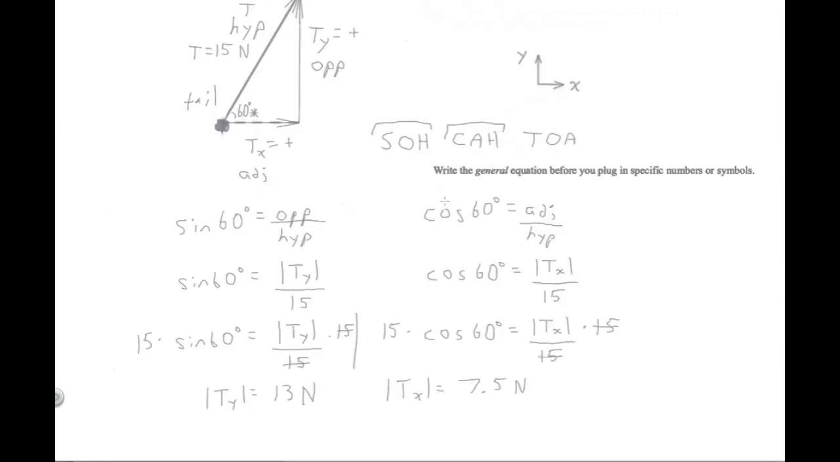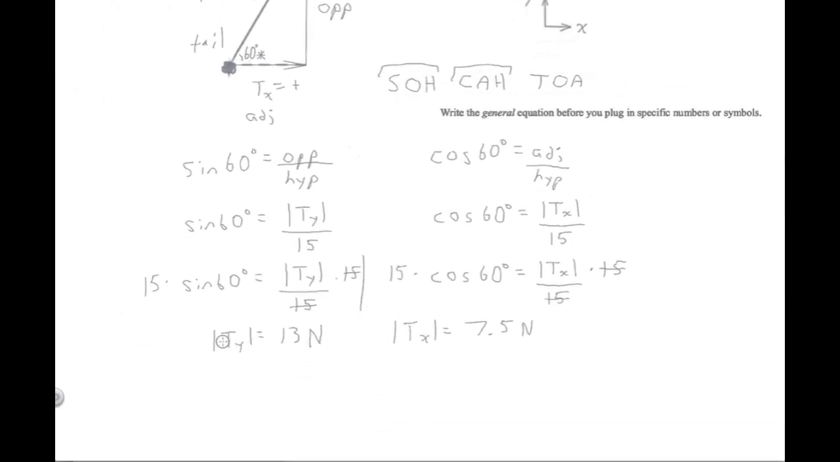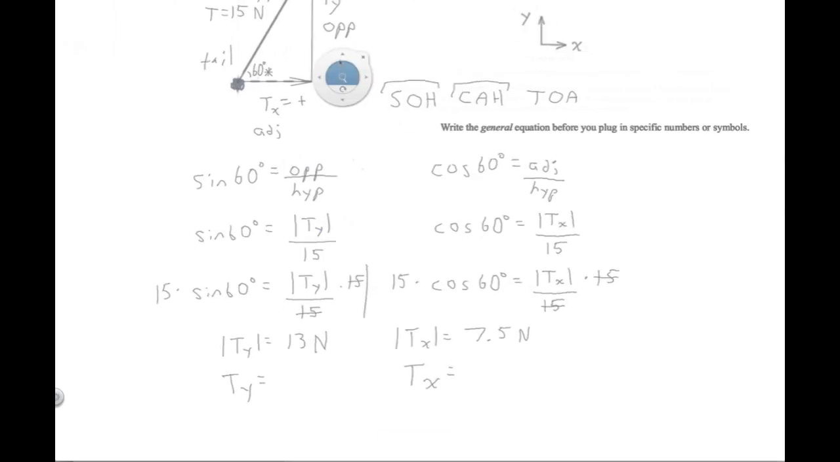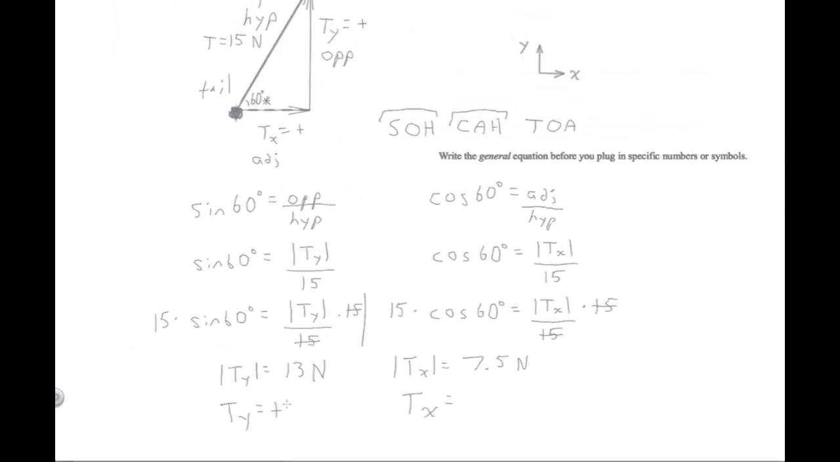So we followed this general strategy here of writing the general equations before we plugged in our specific numbers and symbols. As usual, we did not plug in units into the equation to keep the math simpler, but then we put the units back in when we solved the equation to a single number. Now these absolute value signs remind us that the SOHCAHTOA equations only tell us the magnitudes of the components. They don't tell us the plus or minus signs. So now I'm going to write another line where we will write the complete component, including the plus or minus sign. And we've already worked out that t sub y will be positive, and t sub x will be positive.